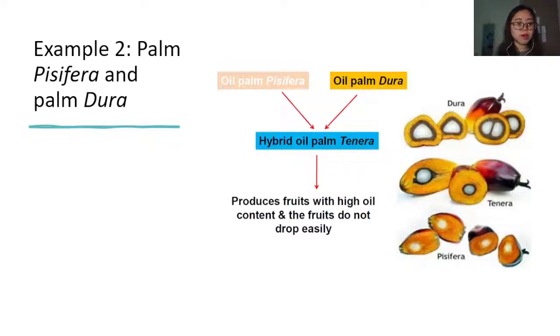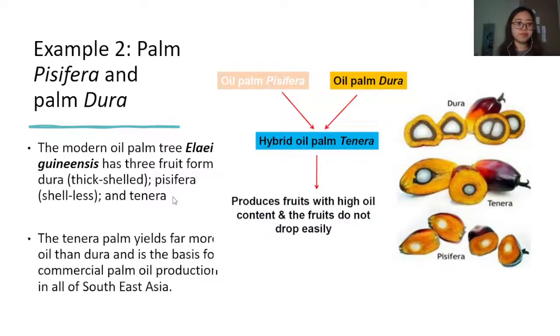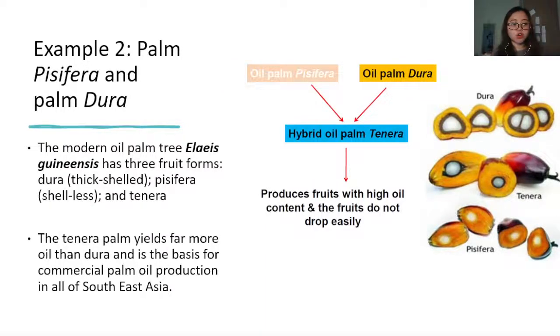So here in the oil palm industry, we have Pisifera and Dura. The modern oil palm tree, Guineensis, has three fruit forms, which is Dura, thick shell, Pisifera, shellless, and Tenera. The Tenera palm yields far more oil than Dura and is the basis for commercial palm oil production in all of Southeast Asia. So you can see here, we started with the Pisifera and the Dura varieties, but then we crossbreed them and we produce the hybrid oil palm Tenera.